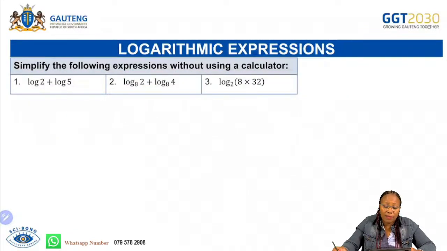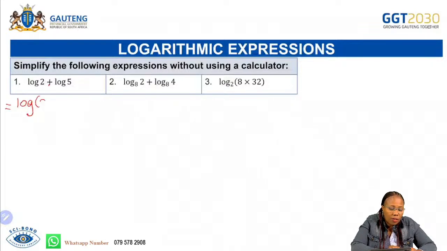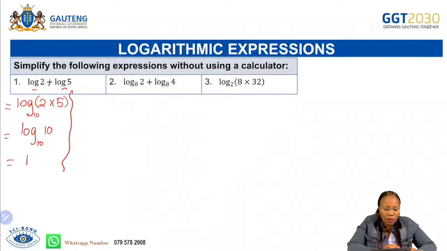And then now logarithmic expressions. Now we are talking to logs. Do you still remember the rules that when you are adding, you multiply your logs? This will be written as a single log, and then this will be 2 times 5 now. And then remember, if there is no base, there's a base 10 there. If the base is not given, you must know the base is 10. And then this is log of 2 times 5, which is log 10, base 10. Log of the same base is equal to 1. Log 10 base 10 is equal to 1.